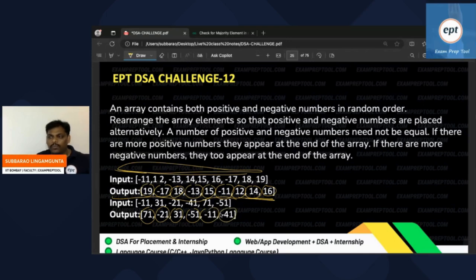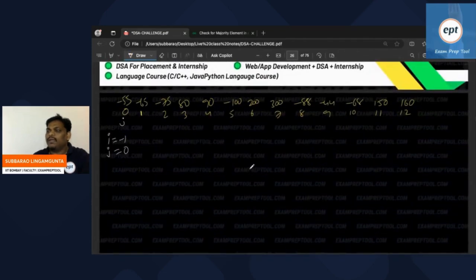I hope the problem is clear. Let me give the answer for this. Yesterday I already explained the problem. Now let me explain the answer. To explain this problem, I took one array. The array index starts from 0 to 12, containing both positive and negative numbers. I have to convert this array into positive, negative, positive, negative like that, or negative, positive, negative, positive like that. How am I going to do it?